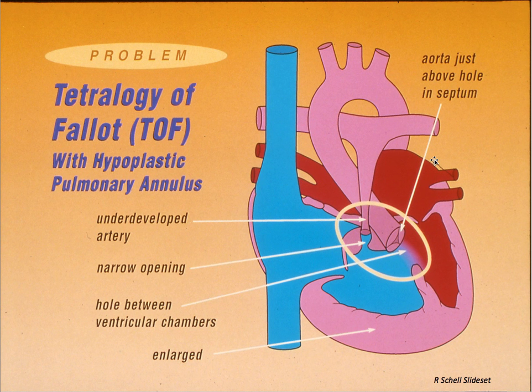Let's look at tetralogy of Fallot now. The problem is these 4 lesions. 1, a ventricular septal defect. 2, the aorta, which is malpositioned and overlying the ventricular septum. 3, the RV outflow tract obstruction. And 4, the enlargement of the right ventricle. Those 4 lesions make up tetralogy of Fallot.